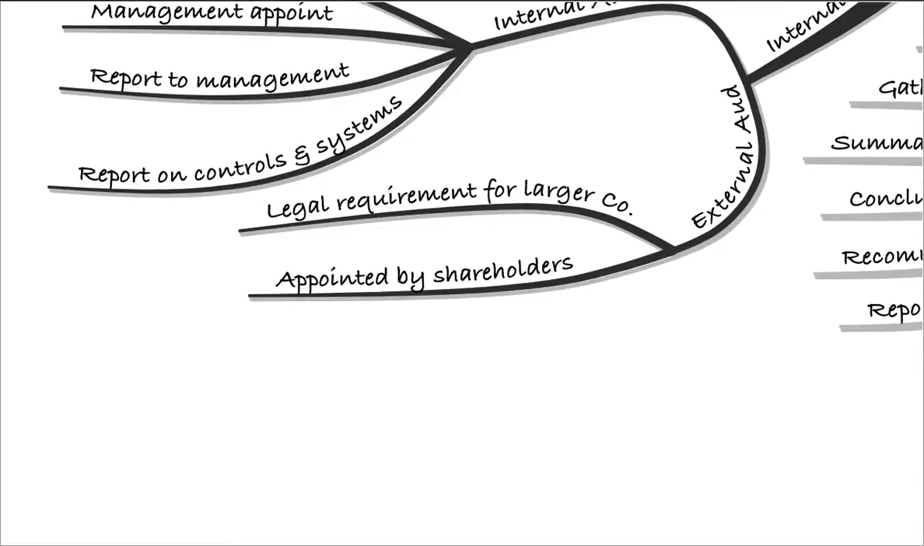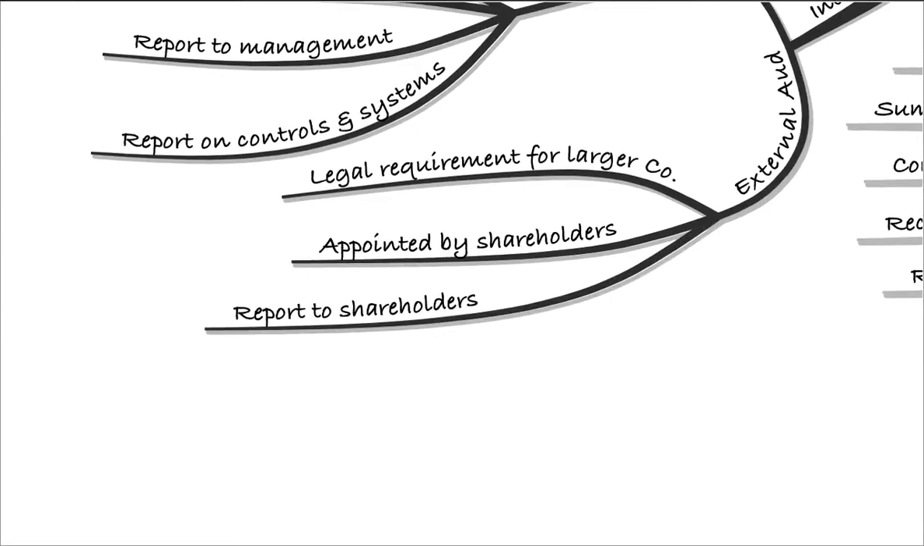Also, the external auditor is appointed by shareholders. Again, the audit committee may recommend the external auditor, but the appointment is made at the AGM by the shareholders, unlike the internal auditor, who will be appointed by management, again perhaps through the audit committee. The report that is provided by external audit is to shareholders, not to management. So remember, external audit report on the truth and fairness of the financial statements, but they do that report to the shareholders, unlike internal audit, who report to management through the audit committee.